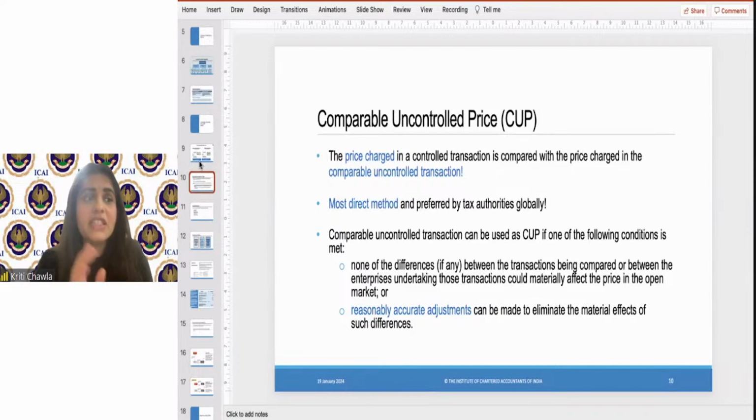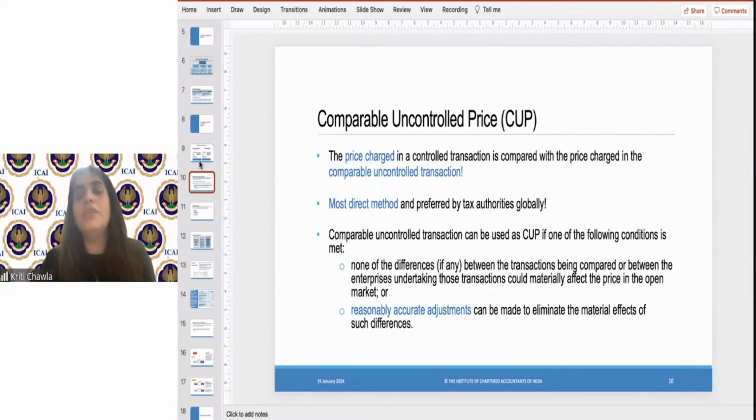In the CUP method, they say that, listen, have you undertaken a transaction with your related party and now you're trying to find the ALP? Yes, this is what we're trying to do. They say, look for an independent party who is dealing in the same product, in the same market, in the same country, at the same time period. Look at what price those independent parties are charging, and use that price. Just copy paste their price to your price, and that is going to be your arm's length price.